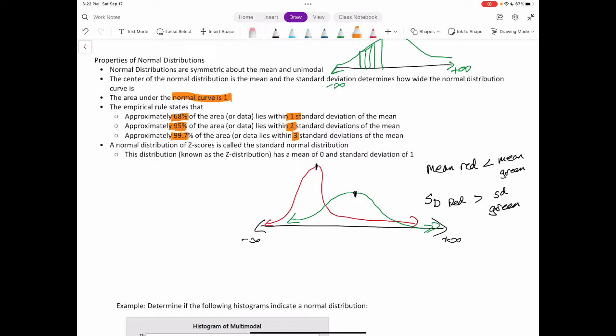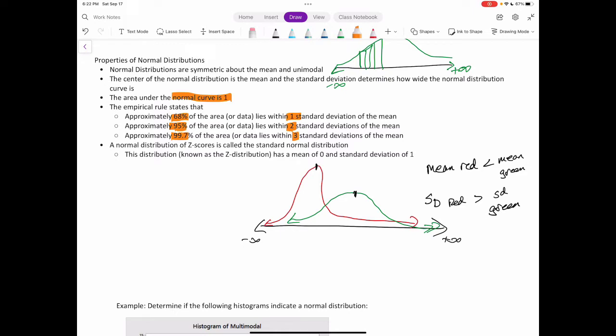All right, but there's all types of normal distributions out there, but a really particular one, the rock star of all the normal distributions, is called the standard normal distribution. And what that is, if we have a distribution of z-scores, right? Remember we talked about that in the previous video. If I have a distribution of z-scores, I have what's known as the standard normal distribution. And it's known as the z distribution.